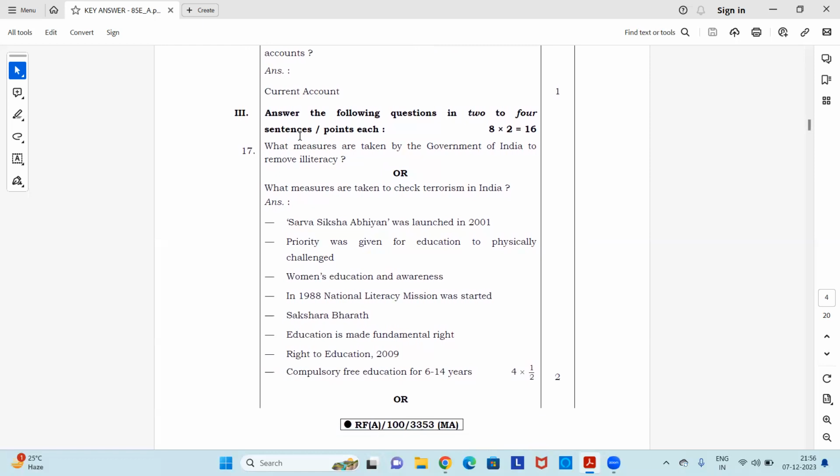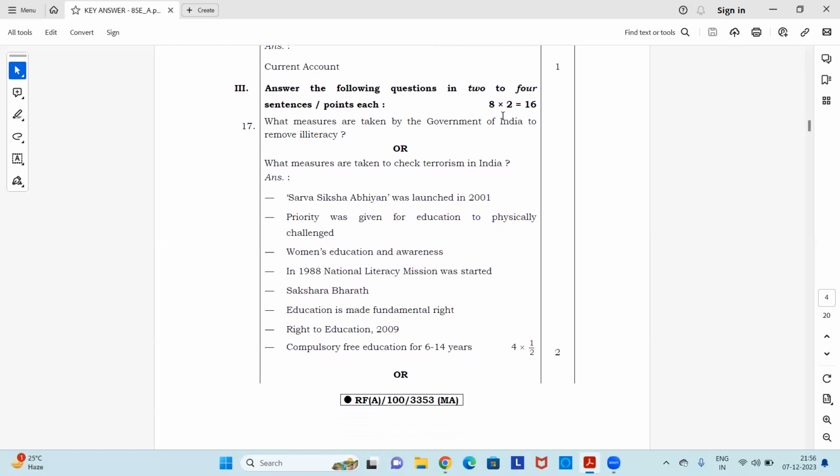Now let's go to the next main, that is third main. Answer the following questions in 2 to 4 sentences or points each. So this will have 2 marks each. It is of total 16 marks. Again, there are no options given up front, but internally you have options: in question number 17 itself, we have two questions given, and you have an option to attempt any one. So internal option is given over here.